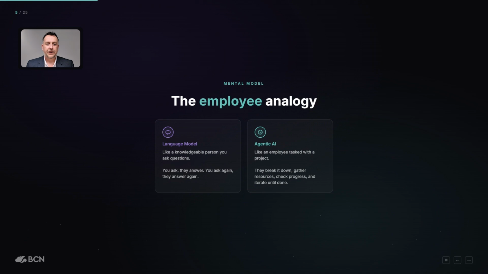A language model is like a knowledgeable person you can ask questions to. An agent is like giving someone a task. They break it down, they can check progress, coordinate resources, and iterate until it's done. That's why agents are so powerful. They reduce the effort of managing a multi-step workflow, not just writing content.